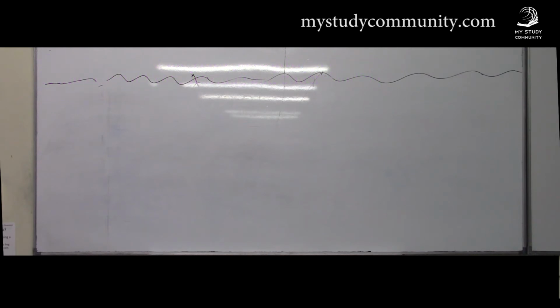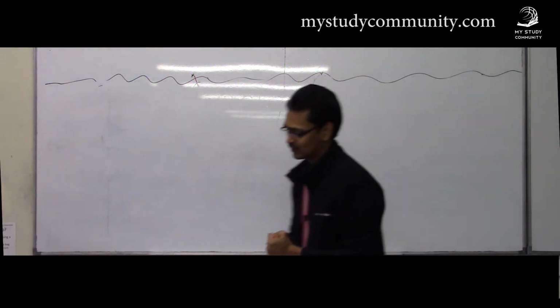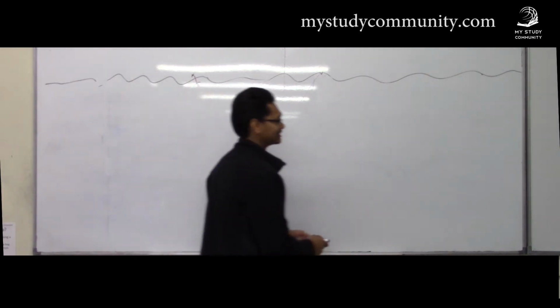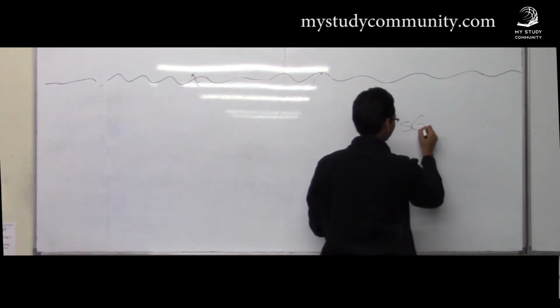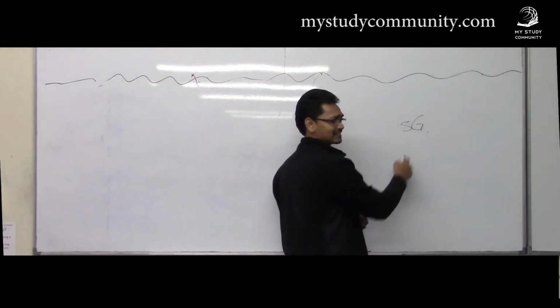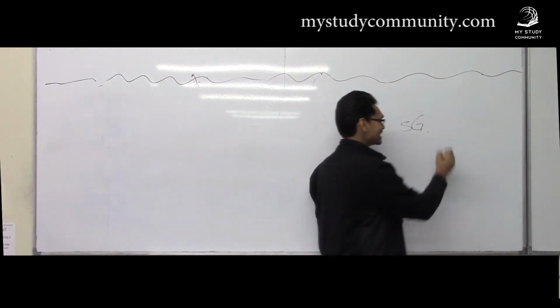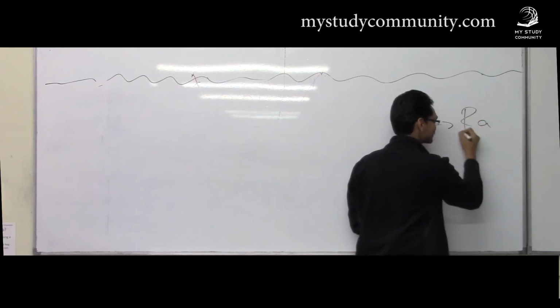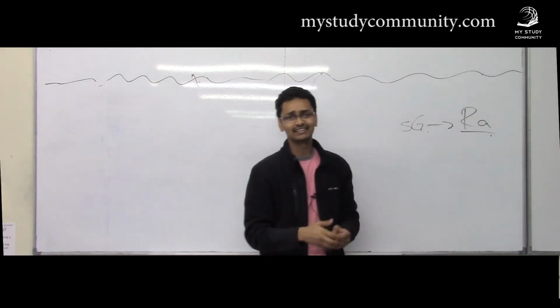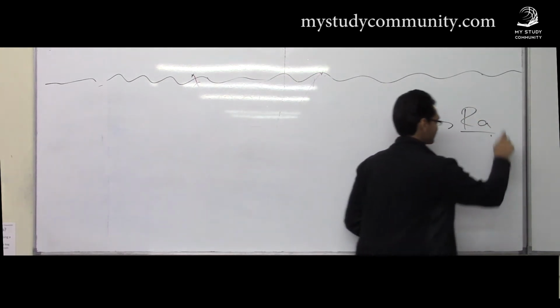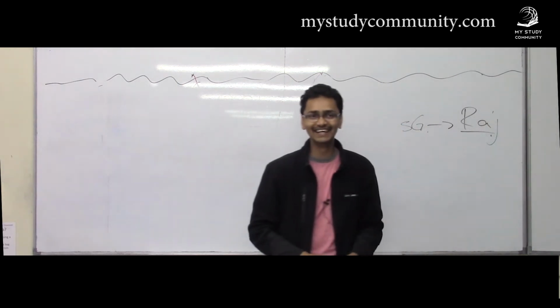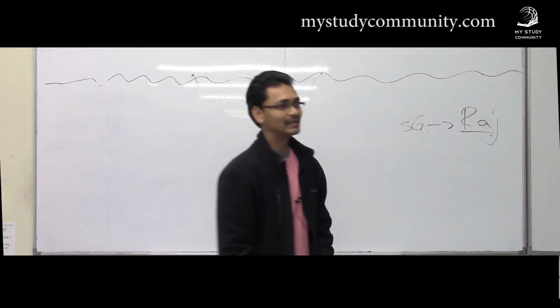I hope you all appreciate by now the fact that sG is the left coset. By the end of the class, you would know that Ra is the right ideal. And I use Ra because you could put J. My name is Rajesh, okay?